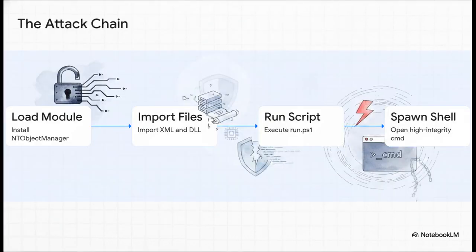Let's walk through the exact attack chain, step by step. First, the attacker's script loads a module called NT Object Manager. Next up, it imports a specially crafted XML file made for the RPC request, along with that malicious DLL file we mentioned. Third, the main payload executes. This is usually a PowerShell script, often called run.ps1.